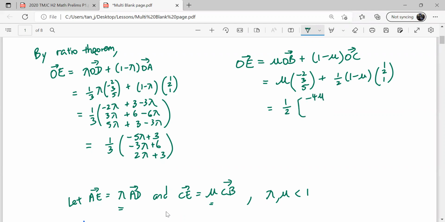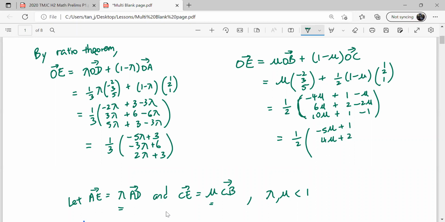Minus 4 mu, 6 mu, 10 mu, plus minus mu, minus 2 mu, minus 1. Minus 5 mu plus 1, 4 mu plus 2, 1 minus mu here, forget. So 9 mu plus 1. So this is both OE. Again, we are going to equate them and then we solve.